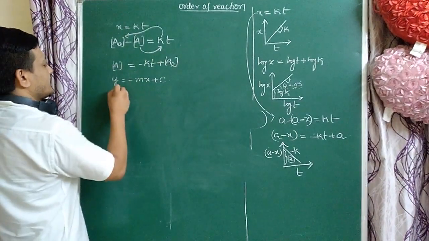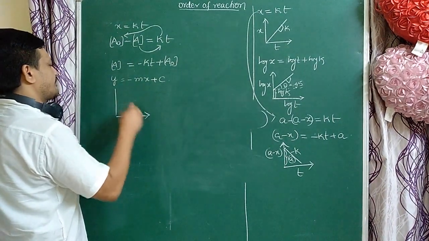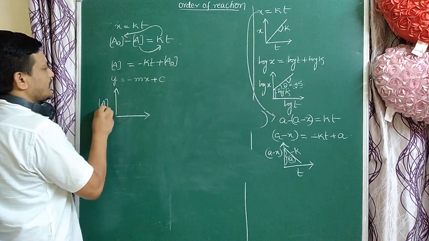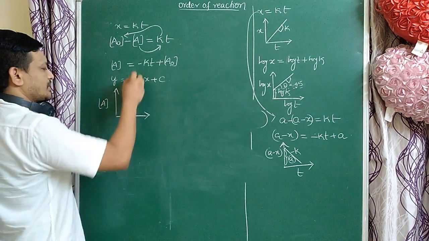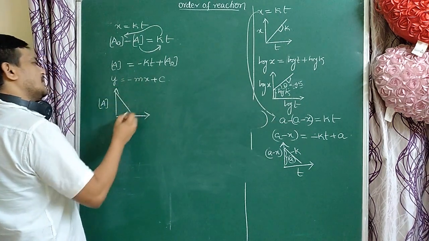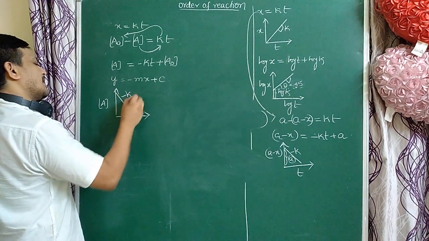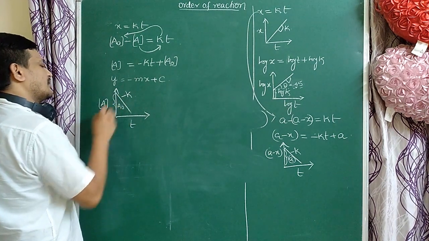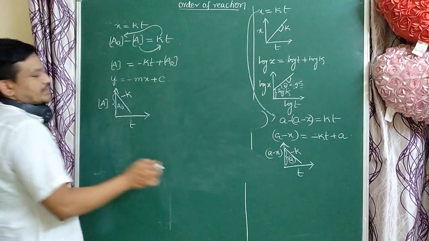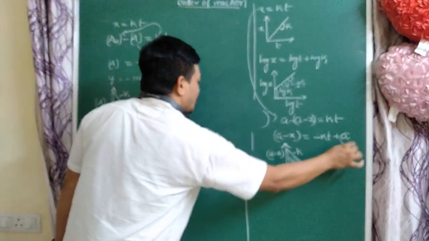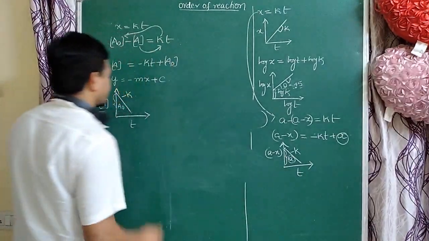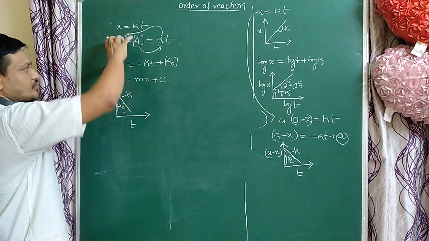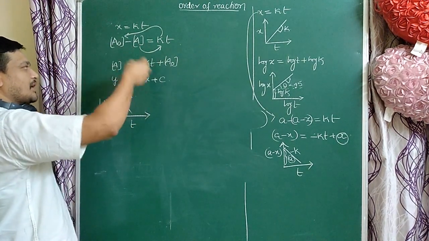So here, what is the graph between concentration of A and time? Here also negative slope, here slope is k and intercept is the initial concentration, that is A naught. Here also A naught, here also A. Small a indicates initial concentration. Here A naught also indicates initial concentration. These two equations are the same but different letters are there.